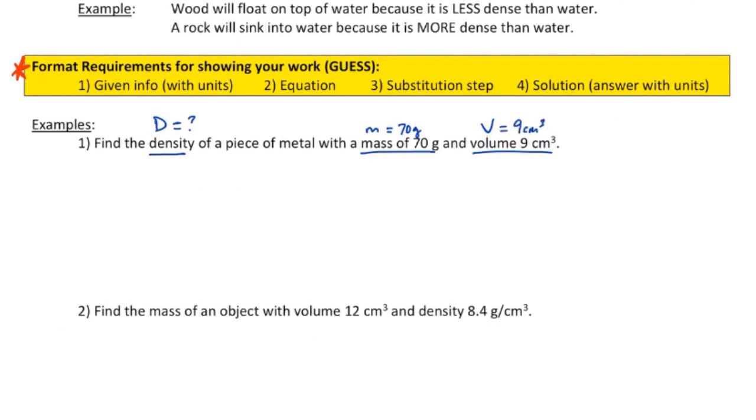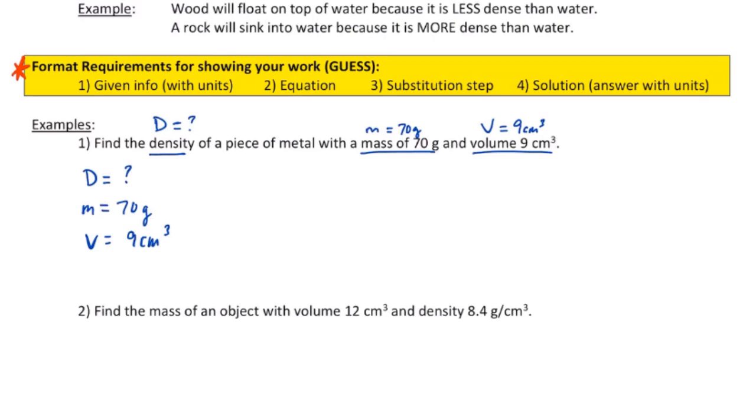So for your first mark, where it says number 1, given info with units, you want to make sure that you write this all out neatly on the side. So I'm going to say that the density is my question mark. That tells me what pathway I need to be headed on. It'll show me which formula I'm going to need to use. Then we say that the mass is equal to 70 grams. And we say that the volume is equal to 9 centimeters cubed. So far, so good. You've got 1 mark out of 4.